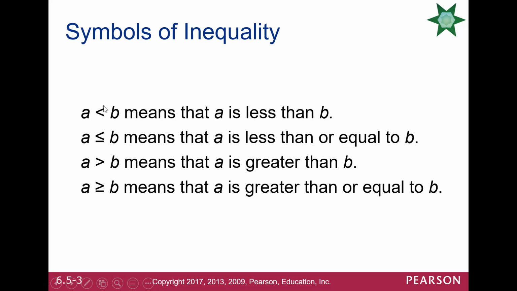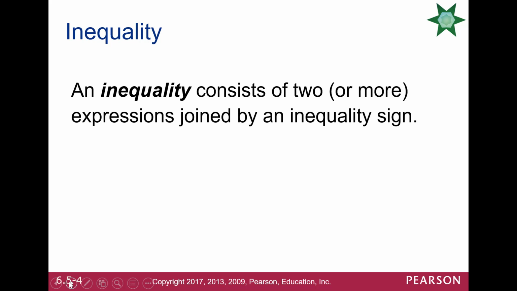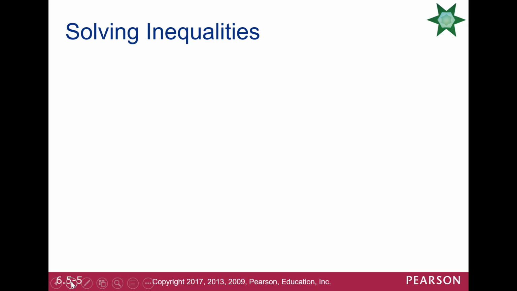If I write A less than B versus A less than or equal to B, those are two different things. And of course, this is A greater than B or A greater than or equal to B. So be careful that you're reading these correctly as you're working through values, because we're going to be talking about what the solutions for inequalities are. Basically, an inequality consists of two or more expressions joined by one of those less than or greater than, or less than or equal to, greater than or equal to signs. 3 is less than 5, x is less than 2, 3x minus 2 is greater than or equal to 5.